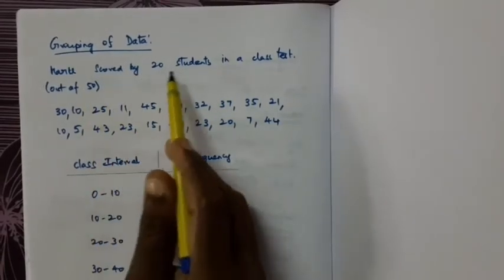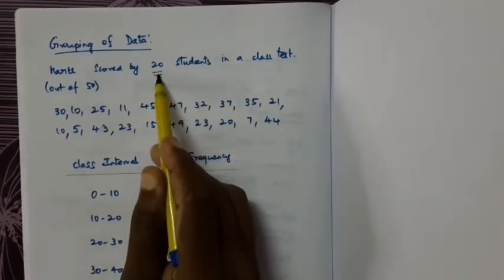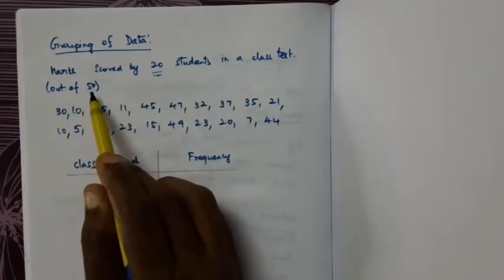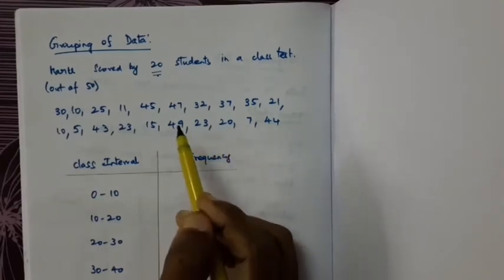Marks scored by 20 students in a class test. So there are a total of 20 students. There is a class test, and the total marks is 50. So out of 50, these are the marks scored by the students. Now I want to group this data.